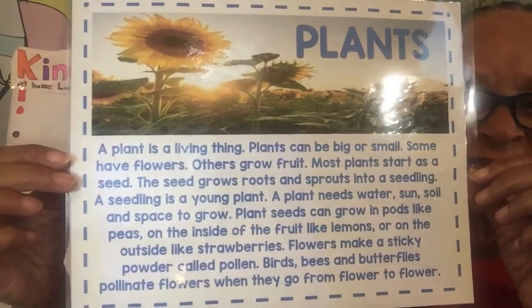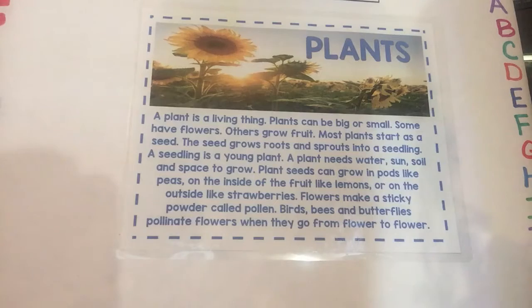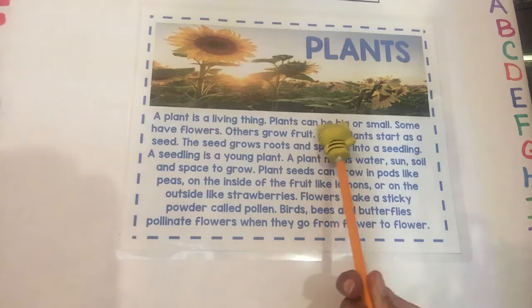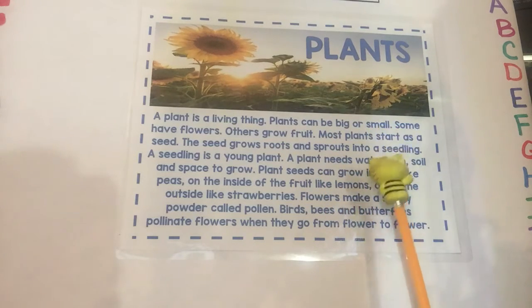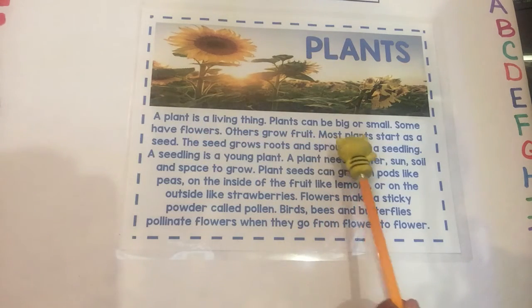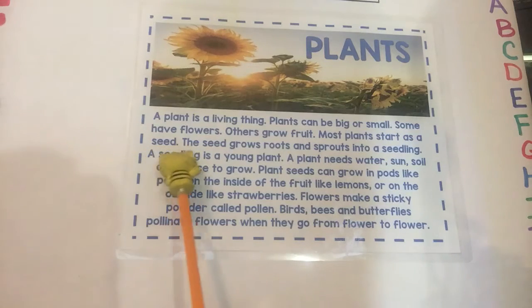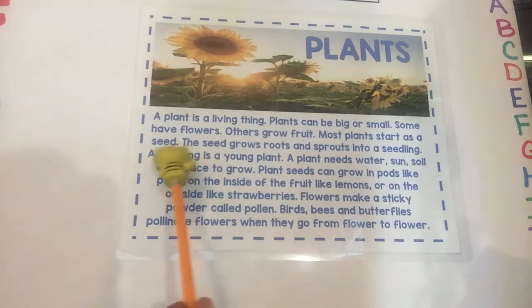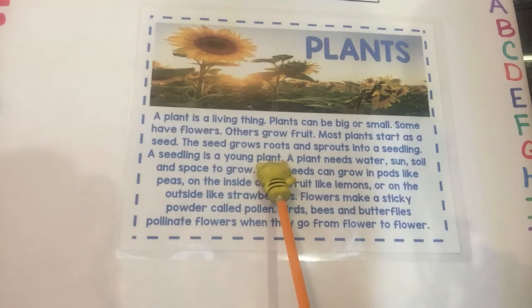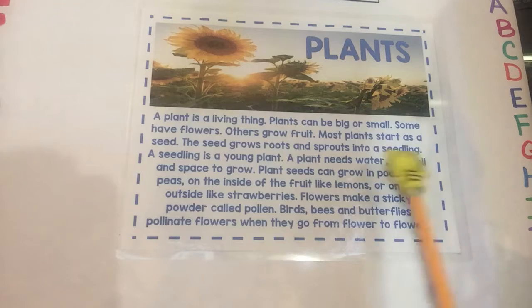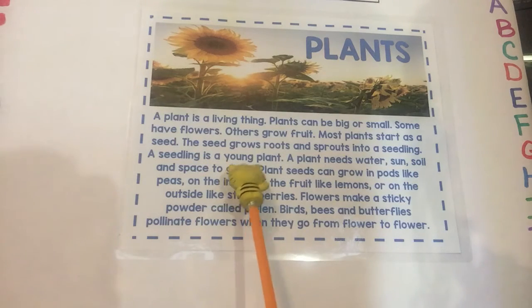Plants. A plant is a living thing. Plants can be big or small. Some have flowers. Others grow fruit. Most plants start as a seed. The seed grows roots and sprouts into a seedling. A seedling is a young plant. A plant needs water, sun, soil, and space to grow.